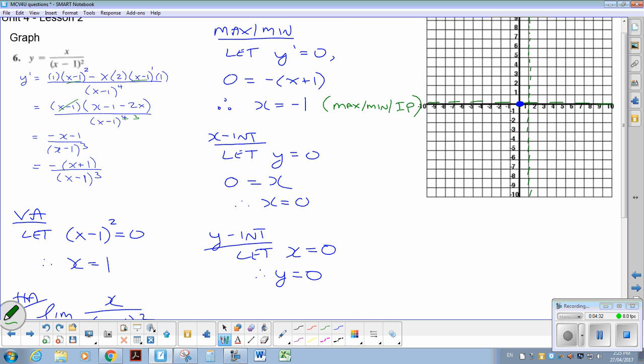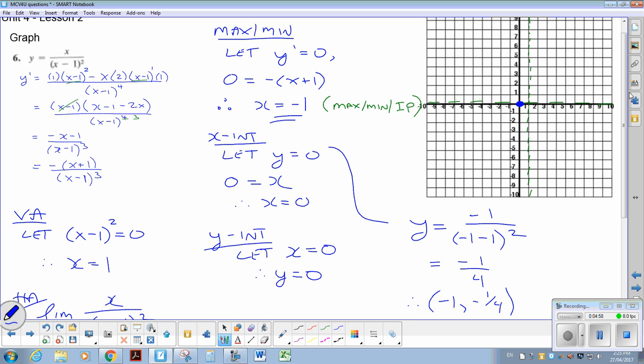Now I want to find the value of my max or min. So I'm going to plug that value of negative 1 back into the original equation. So y equals negative 1 over (negative 1 minus 1) squared. So we end up with negative 1 over 4. So that point is going to be at negative 1 and negative 1/4. It's going to look like that.